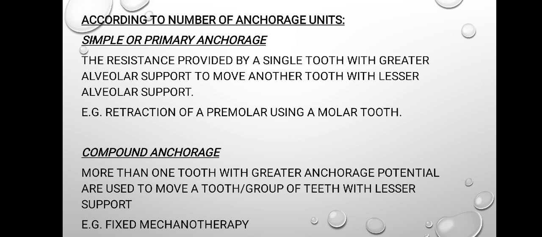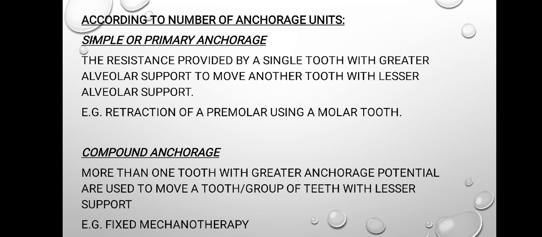According to the number of anchorage units: simple or primary anchorage, compound anchorage, reinforced anchorage. In simple or primary anchorage, the resistance is provided by a single tooth with a greater alveolar support to move another tooth with a lesser alveolar support. Example, retraction of premolar using a molar tooth.